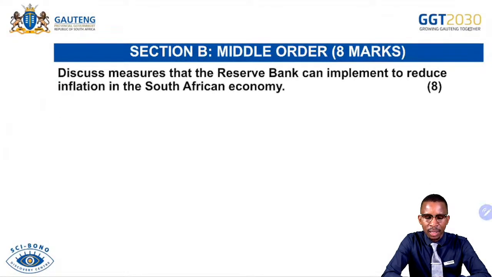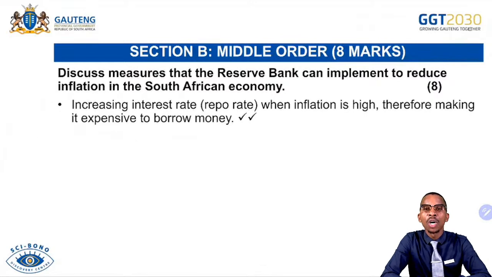Then we continue to discuss measures that the Reserve Bank can implement to reduce inflation in South Africa. In this case, we talk about fiscal policy, monetary policy measures. That's when we refer to repo rate or repurchase rate. We talk about cash reserve requirement or reserve requirement ratio. We talk about open market transactions. We talk about moral suasion or credit control.